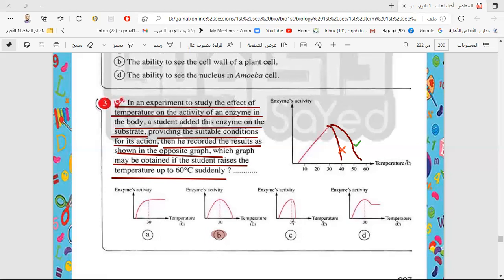Okay? Here we don't have 60. As you see, we don't have temperature 60. After 30, maybe 35 or 40. There is no 60, okay? But this one is correct because we reach 60. Time.